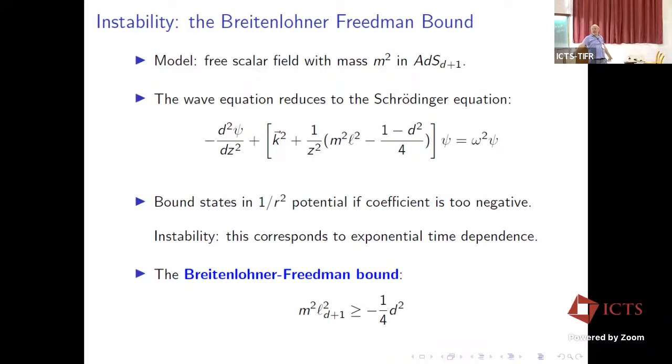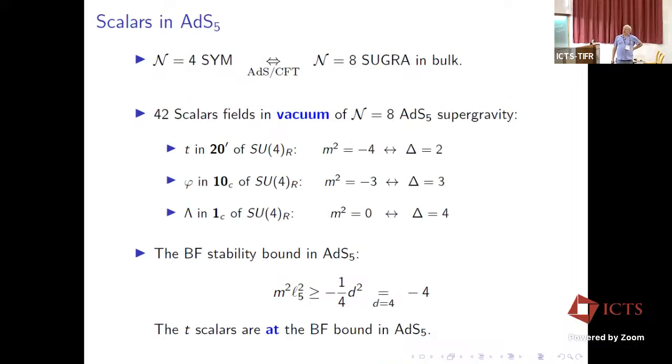If you violate the Breitenlohner-Freedman bound, you have an exponential mode that will blow away, and there's nothing holding it back. And we can do this quantum mechanically. It really is rolling down a potential with no barrier. And the Breitenlohner-Freedman bound is this one. Standard thing, but I'm just emphasizing it's exponential runaway. Now let's look at what we have in our theory.